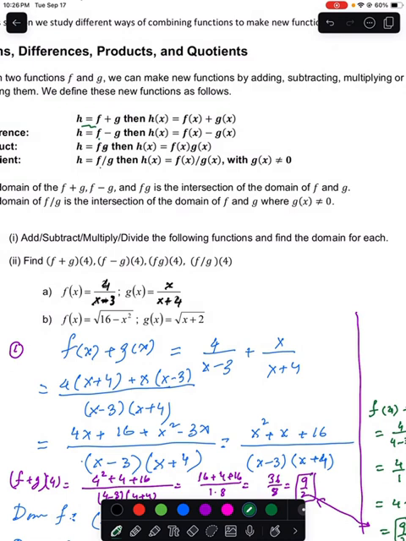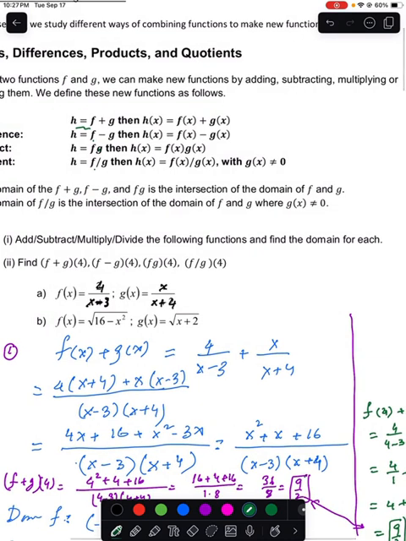So remember, when we have h of x is equal to f of x plus g of x, this is a sum, and f of x minus g of x is a difference, and f of x times g of x is a product, f of x divided by g of x is a quotient. But with the quotient we have another condition here, that the denominator should not be 0. So any value that makes the denominator 0, we have to take out of the domain.